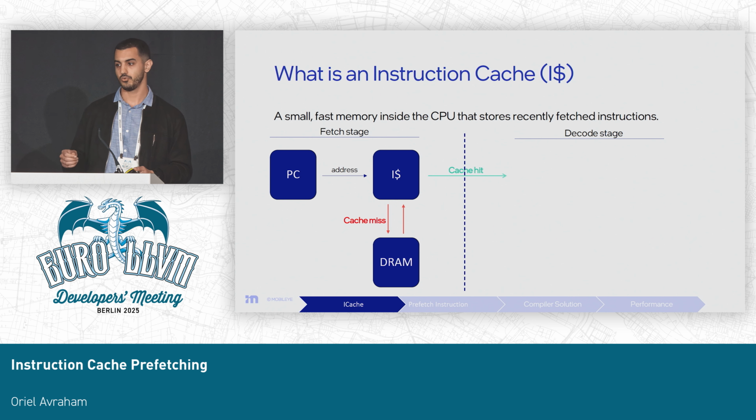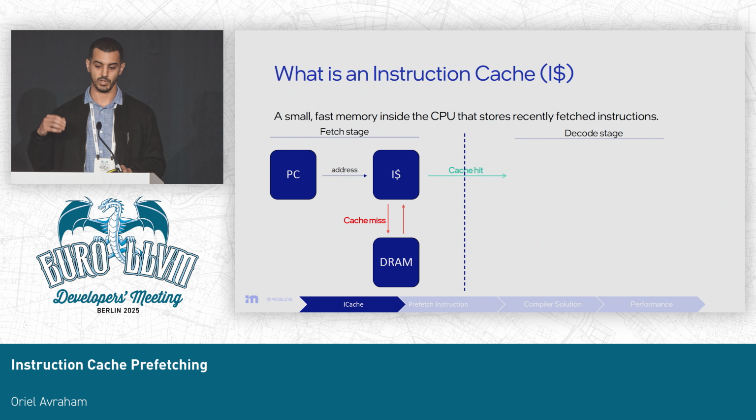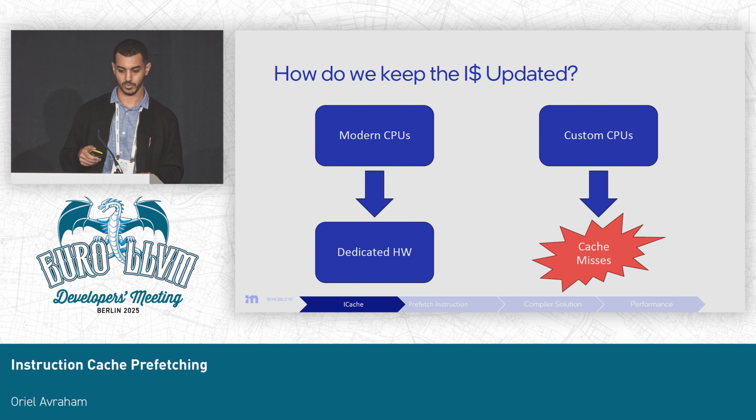But if the next instruction to execute is not in the instruction cache, we have to go all the way back to the DRAM, which is much slower. This is called a cache miss, and only then we update the instruction cache, and we can finally go on to the decode stage. Now, the point of this optimization is to minimize cache misses as much as possible, because while we handle cache misses, the CPU is stalled. It does nothing. It's a big waste of time, and our purpose is to reduce cache misses.